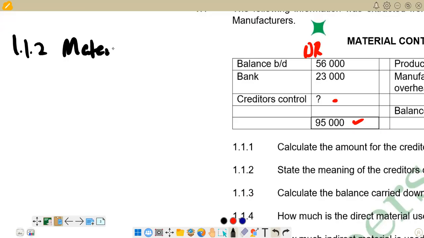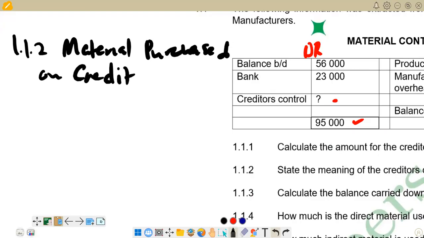Material purchased on credit. So this is what we have.